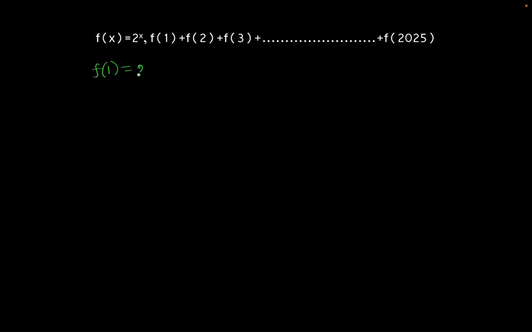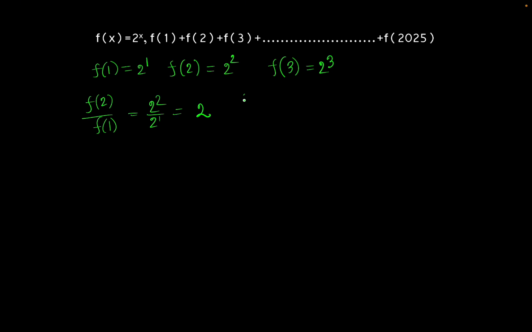1 is equal to 2, f of 2 is equal to 2 square, f of 3 will be 2 cube. Now if we divide f2 by f1, what will we get? It will be 2 square by 2 to the power 1, so it will be 2, and f3 by f2 will be 2 cube by 2 square, equal to 2.